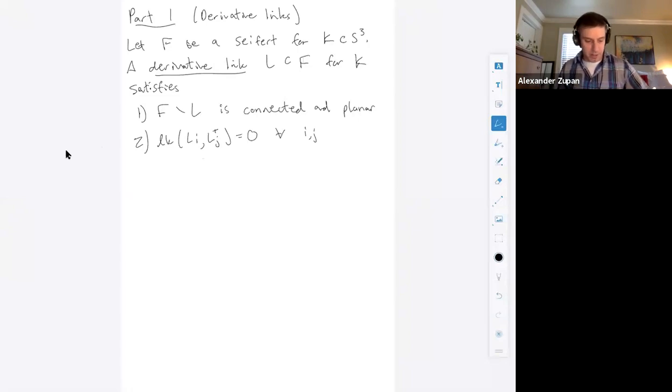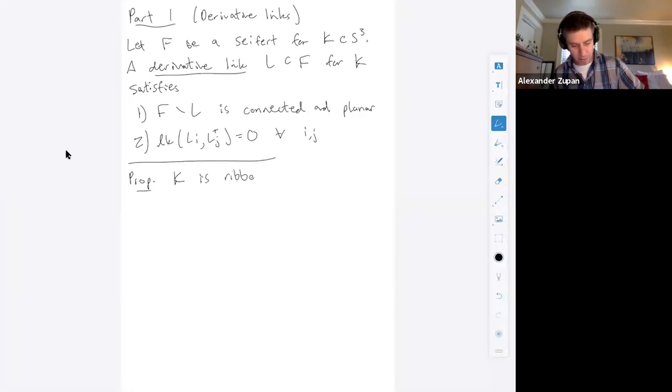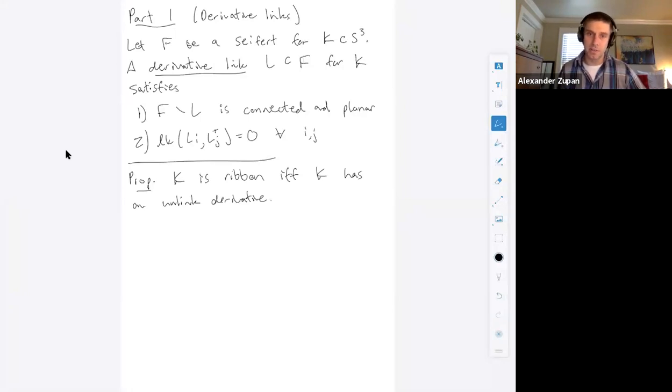Okay, so that's a derivative link. What's the relationship between this and ribbon knots? Well, here's a proposition. It's not so hard to prove. K is ribbon if and only if K has an unlinked derivative, meaning there exists a Seifert surface for K, and on that Seifert surface, there is an unlinked derivative.